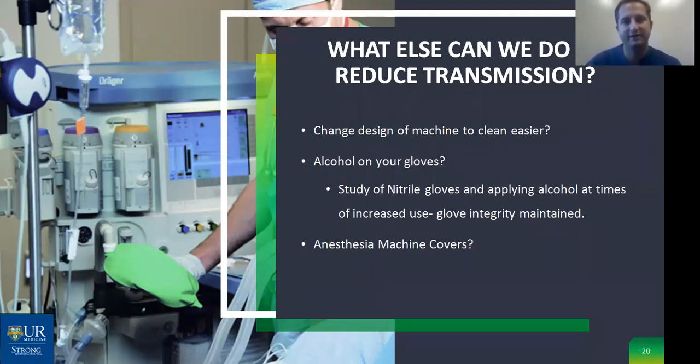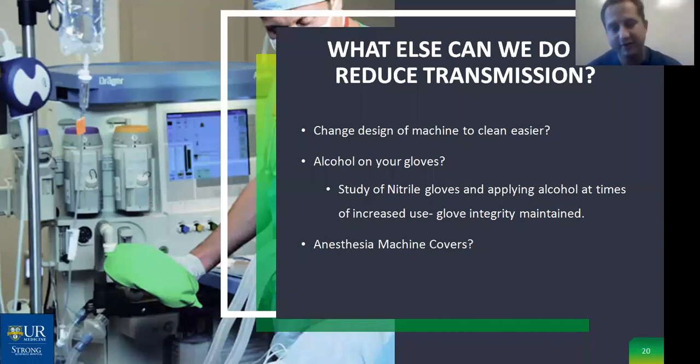I don't know if anybody's ever looked at a GE machine before, but there's a lot less knobs. Dialing in your gas is just done by all one knob. And designing those machines to make them easier to clean, reducing contamination, reducing bioburden on the anesthesia work area, is possibly a suggestion.